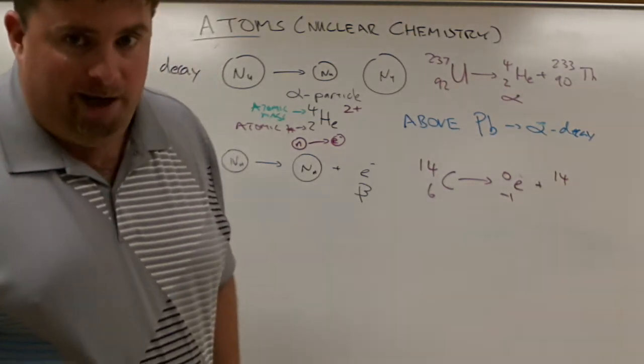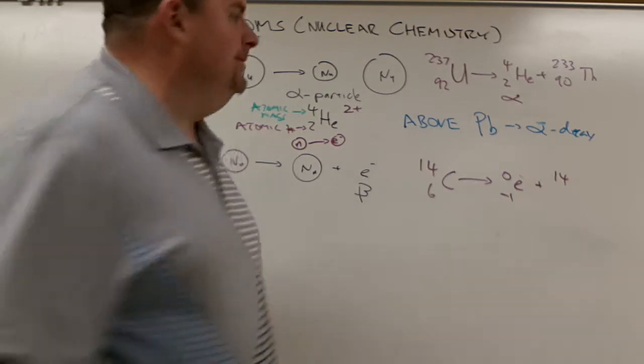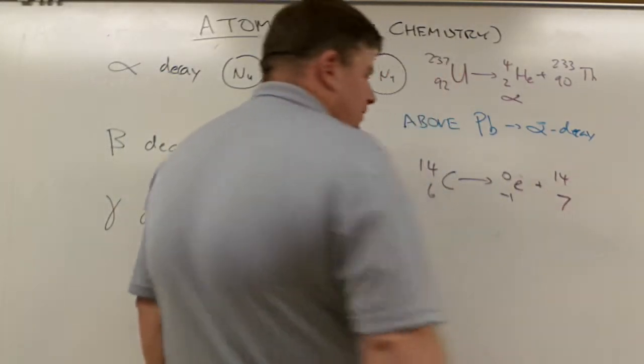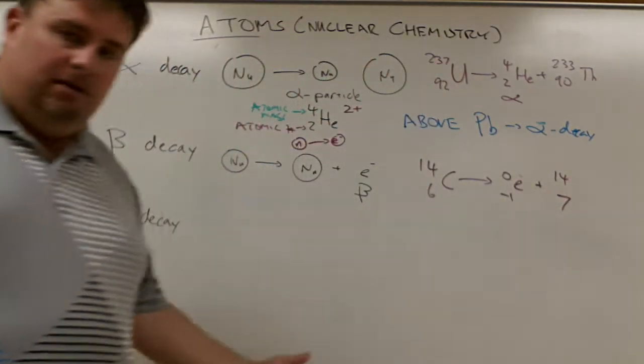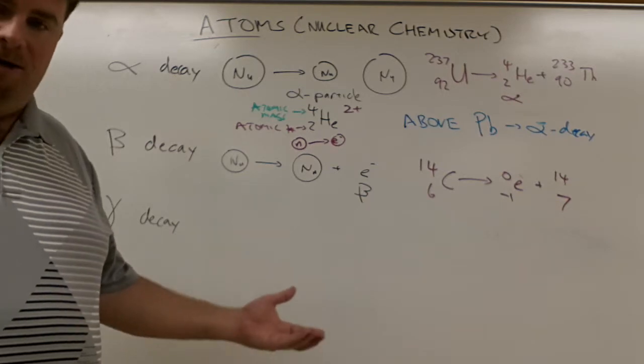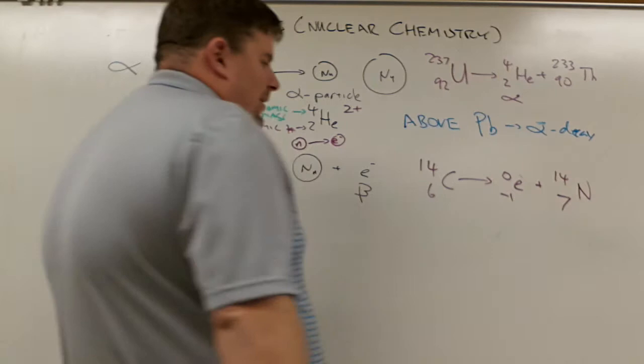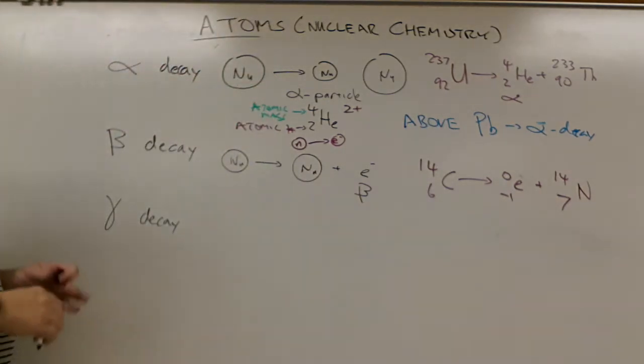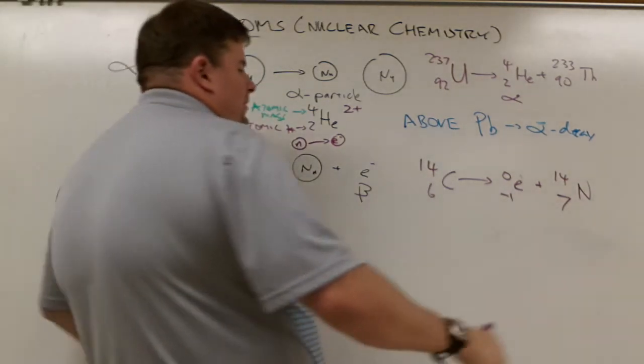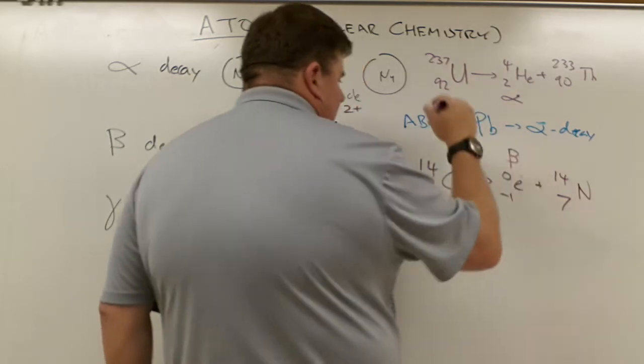I hope you can do that in your head. 7, you're right. Okay, so what's 7? If you look at your periodic table, nitrogen. So when carbon-14 goes through beta decay, you're left with nitrogen. Okay, so that's a beta particle right there.